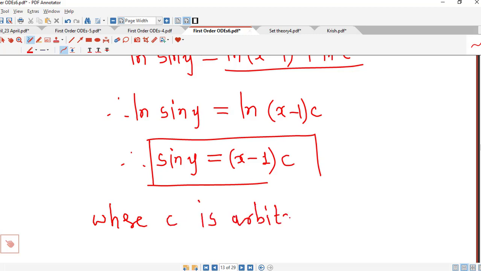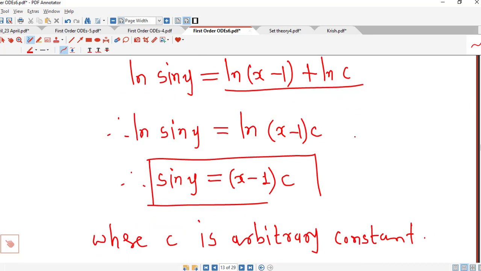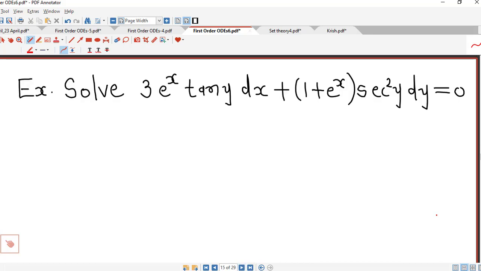So some equations are very easy to solve if they are separable. We just have to integrate by separating the variables. We move towards the next problem now. Solve the differential equation 3 times e raised to x tan y dx plus (1 plus e raised to x) sec square y dy equal to 0.